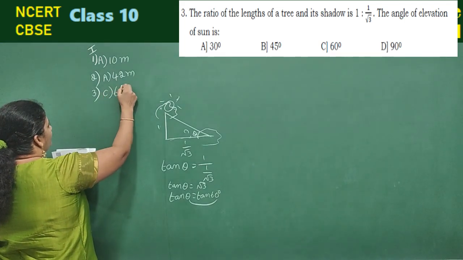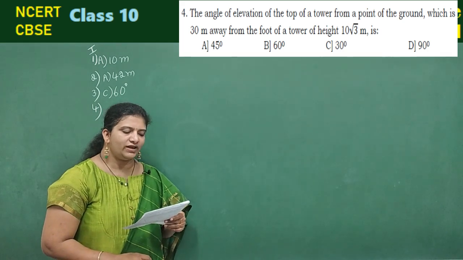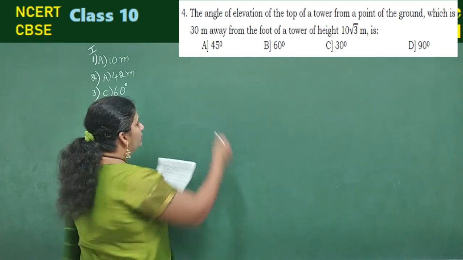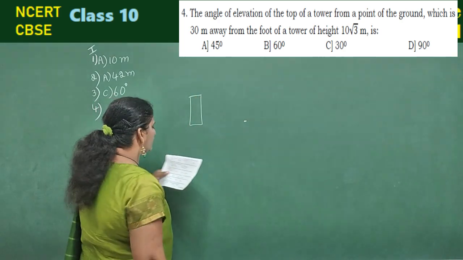Option C, 60 degrees. Fourth one, the angle of elevation of the top of a tower from a point on the ground. This is a tower and this is a point on the ground.